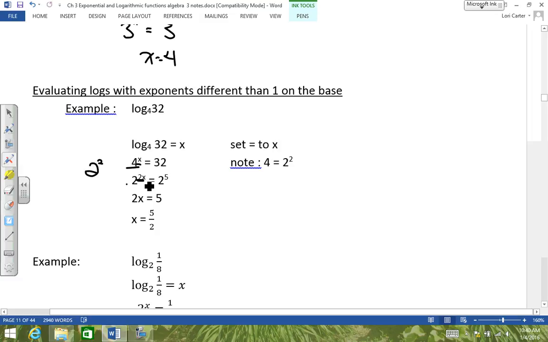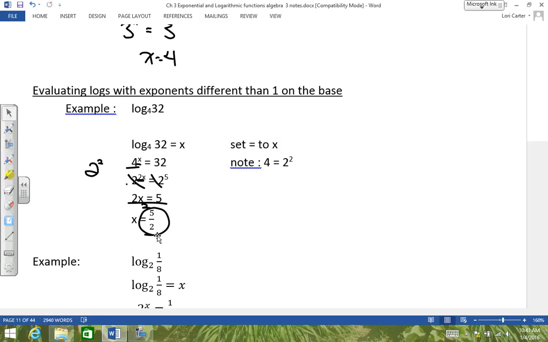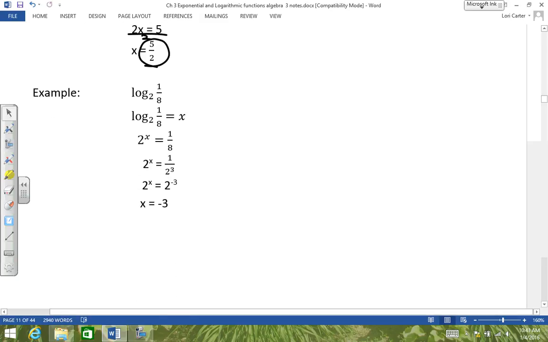Does everyone understand? Yes? Okay, so 32 is 2 to the 5th. Good so far? Okay, cancel out the 2's. 2x equals 5. Divide, and your x is 5 halves, or 2.5. Good? So now we're starting to get fractional exponents. I know it.